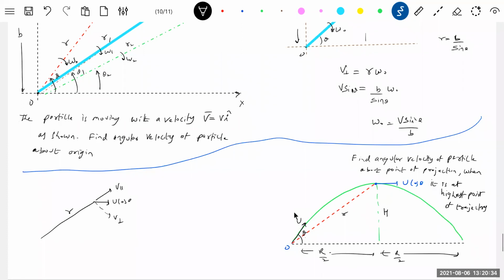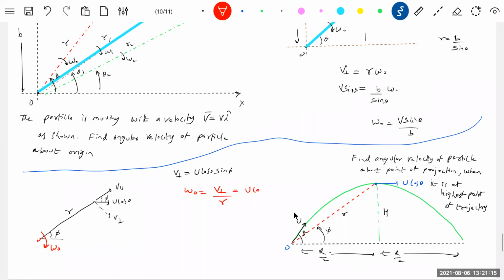So what is v perpendicular? This angle we don't know. It is not theta, are you looking at this? This is not theta, let's call it some phi. So v perpendicular will be u cos theta sin phi. Then the angular velocity is given by omega naught equal to v perpendicular by r.